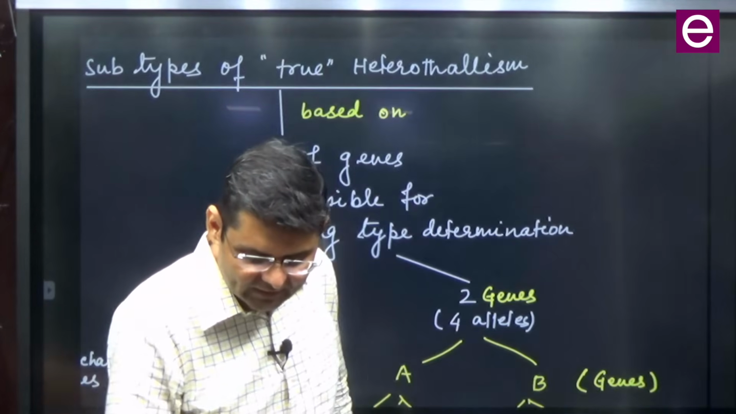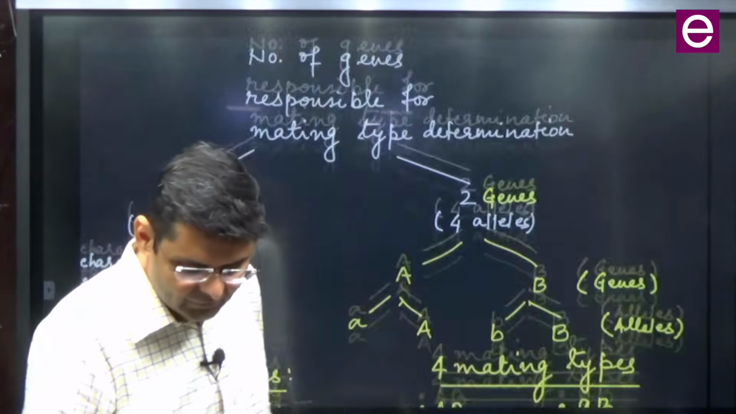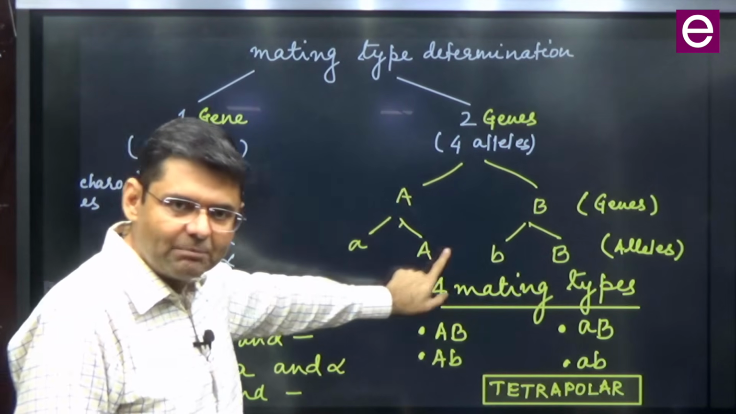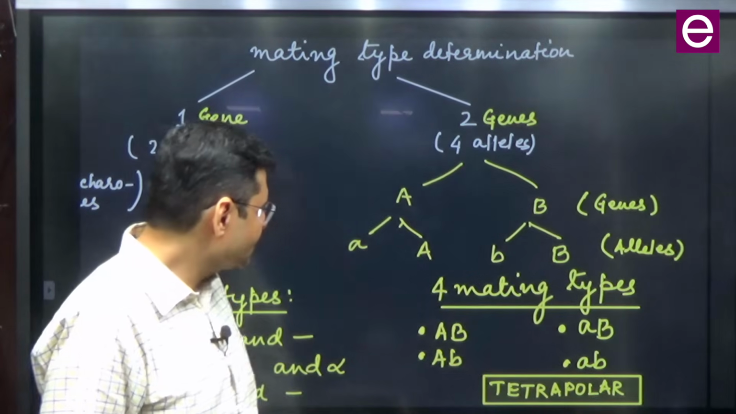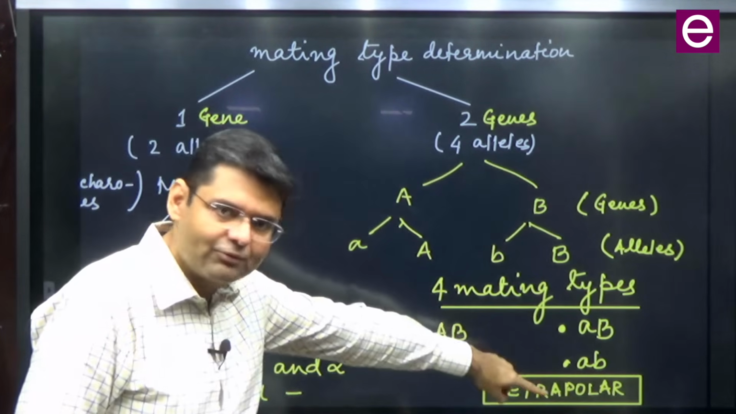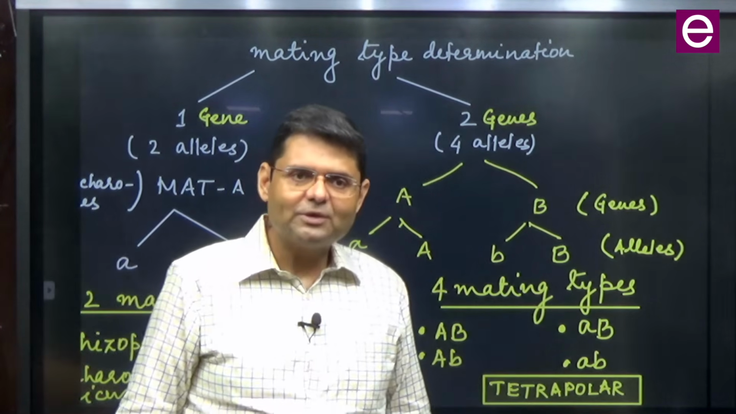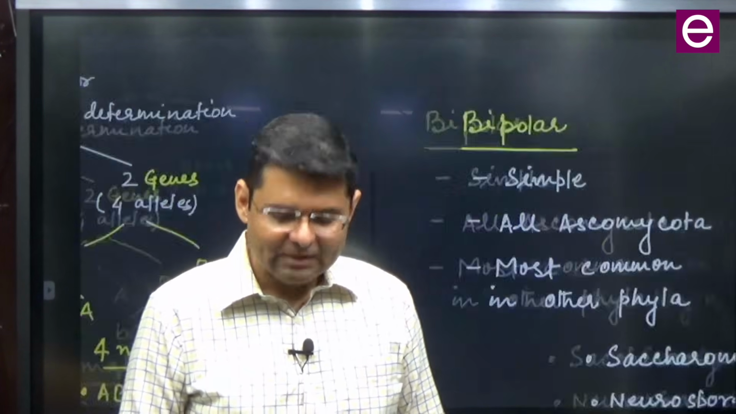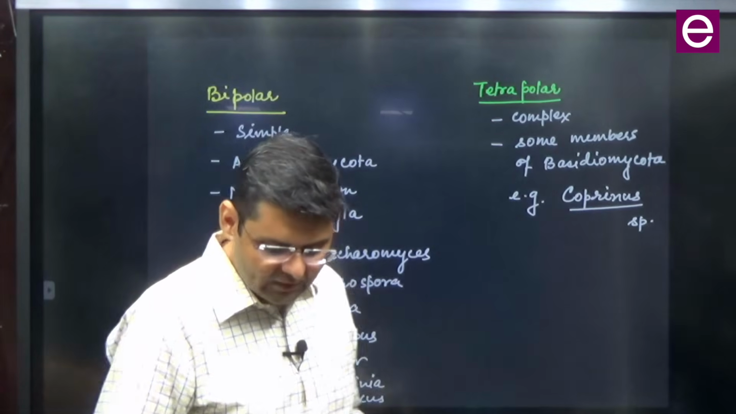And if there are two genes, four alleles, so A can have two, B can have two, as a result there will be four mating types, 1, 2, 3, 4, all the combinations. It will be known as what? Tetrapolar. Bipolar is much more common than tetrapolar.